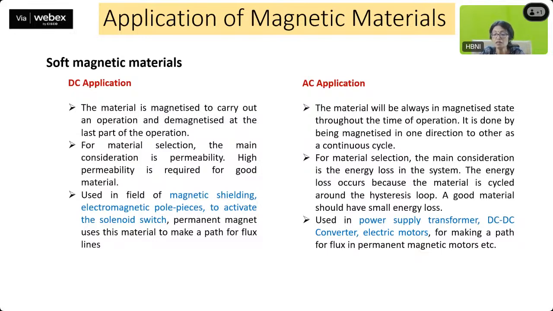For material selection, the main consideration in this case is the energy loss in the system. The energy loss occurs because the material is cycled around a hysteresis loop. A good material should have the smallest possible energy loss. So that is why your hysteresis loop should be as thin as possible. For these kinds of applications, you need soft magnetic materials which have the smallest amount of energy loss per cycle.